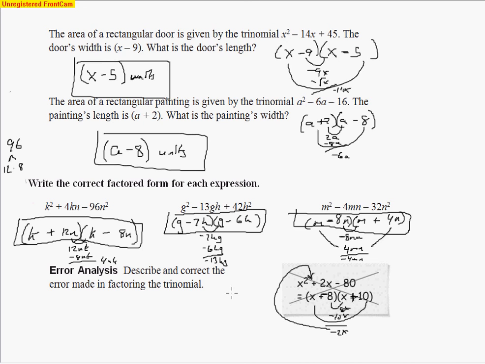And you see, if we do that, it becomes, again, x squared. It'll be a positive 10x, a negative 8x, and a negative 80. So you see, we still have the negative 80, still have the x squared, but when we combine these two terms, we get a positive rather than a negative. And so if you're ever off by just your sign, that means your signs are switched.